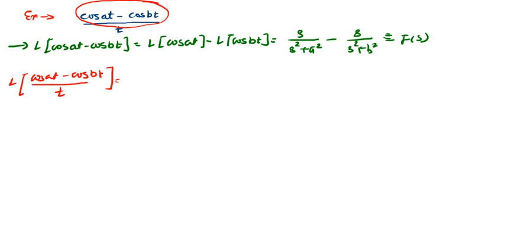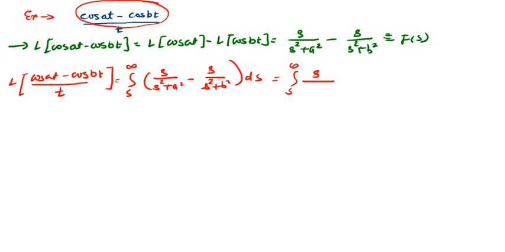Okay, so what will be changed to RHS? You need to take the integration with respect to s of f of s. But what is f of s? F of s is s upon s square plus a square minus s upon s square plus b square ds. Okay, now take integration of this. This will be integration s to infinity, we'll write it separately. S upon s square plus a square ds minus integration s to infinity s upon s square plus b square ds.